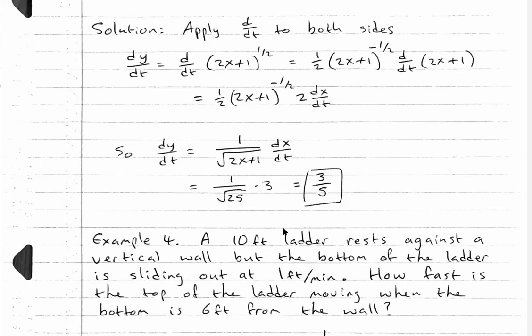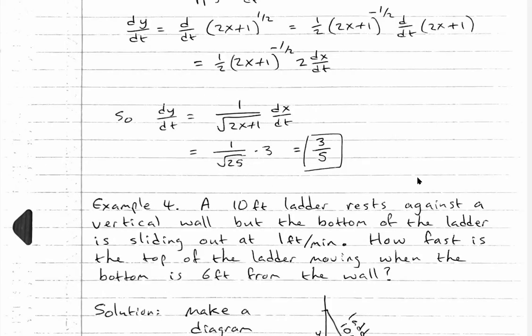All right, so let's see a more difficult one. This requires a bit of setting up. Okay, so we have this word problem. Example 4. A 10-foot ladder rests against a vertical wall, but the bottom of the ladder is sliding out at 1 foot per minute. How fast is the top of the ladder moving when the bottom is 6 feet from the wall?